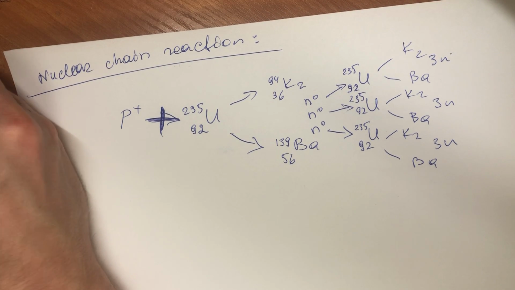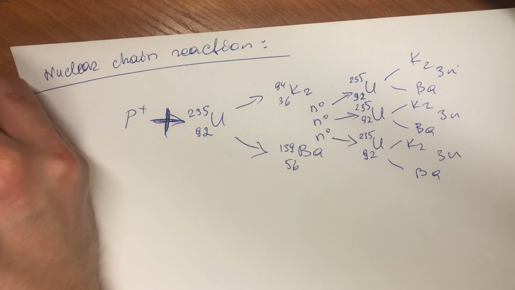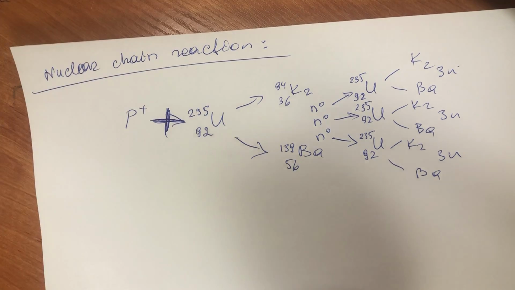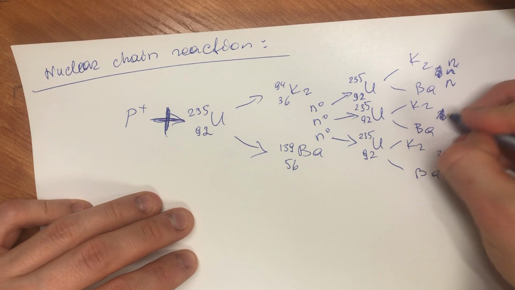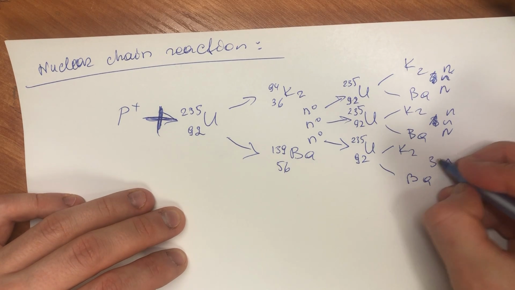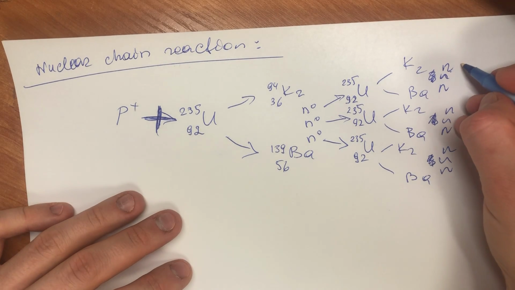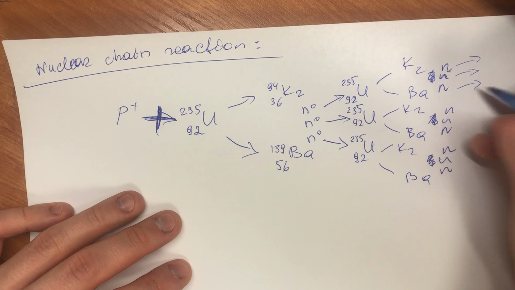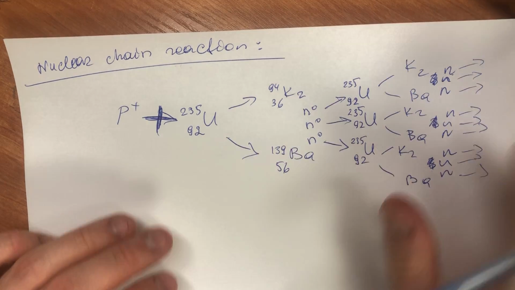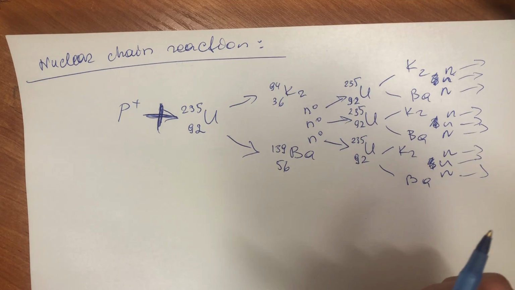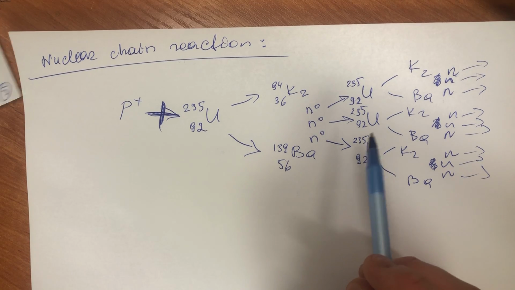can strike again. They can strike another uranium, so maybe we can draw like this: 3n, 3n, 3n. So these 3n can strike again. As you can see, this reaction goes like a chain, it amplifies itself. If this reaction is controlled, then we have a nuclear reactor.